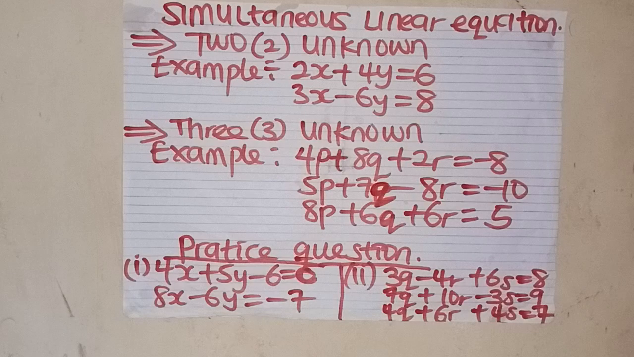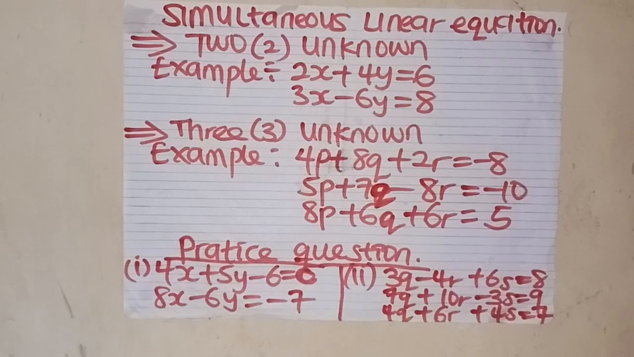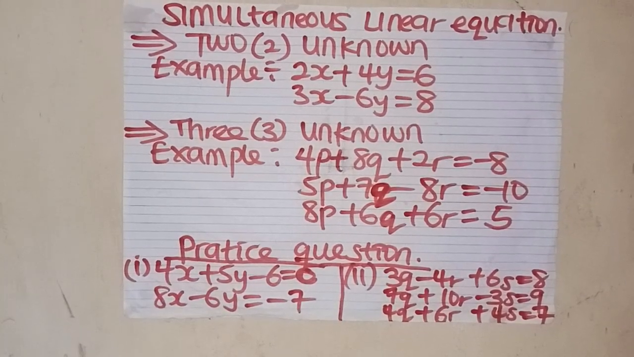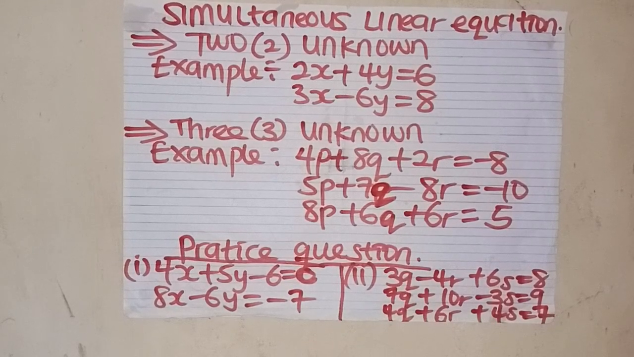So now we also have the one for three unknowns. The example I use is P, Q, R. The example there is 4p plus 8q plus 2r equals minus 8. That's equation 1. Equation 2, 5p plus 7q minus 8r equals minus 10. And equation 3 is 8p plus 6q plus 6r equals 5.